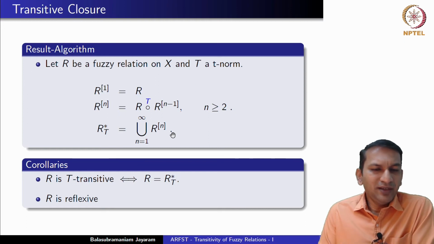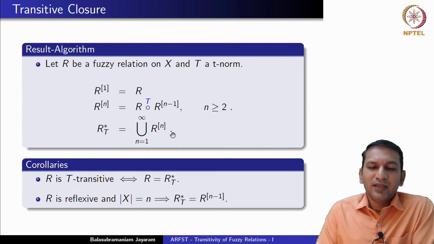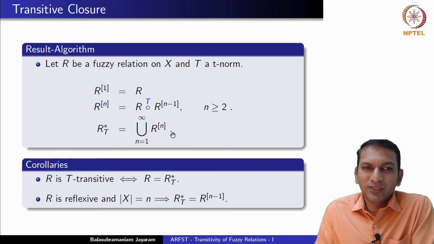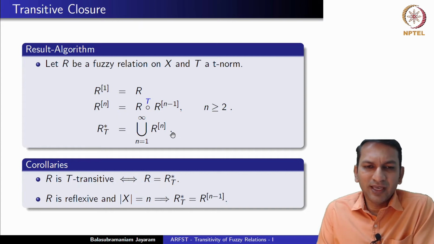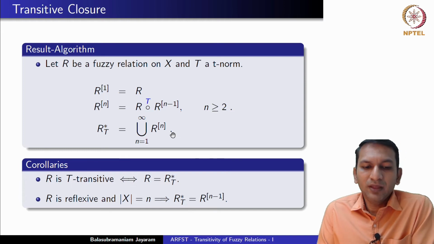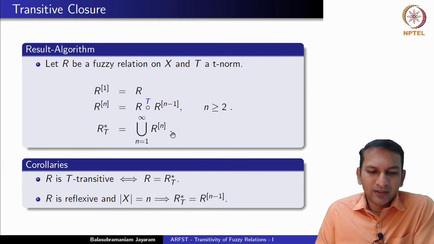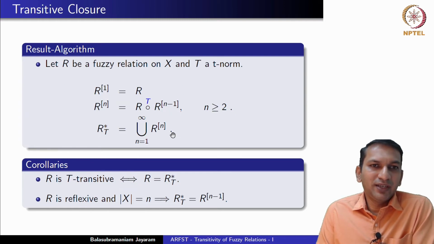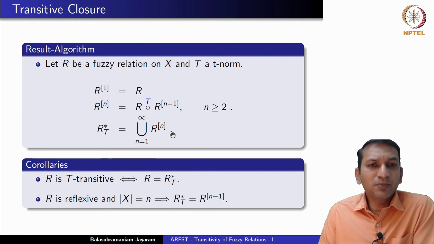But interestingly, if R is a reflexive relation, and if X is finite, say it has only n elements, then it can be shown that RT star is in fact R power n minus 1. In fact, it depends on the values there. RT star can actually be much smaller than that. It's just that there will definitely exist a K less than or equal to n minus 1, such that RT star is in fact equal to R power K. So in the case of reflexive relations with a finite domain underneath, we see that this is a process which is not never ending and quickly converges, at most in finite steps.